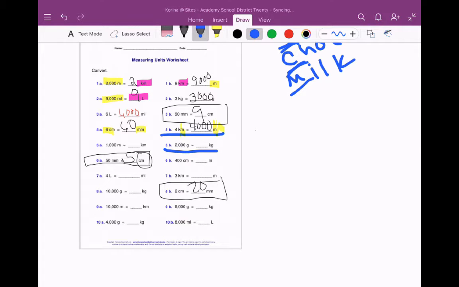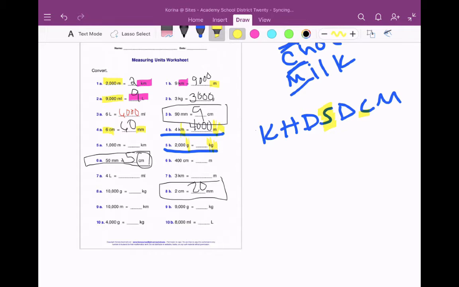We'll try 5b. King Henry died Sunday drinking chocolate milk. We are going to go from grams to kilograms. Grams, there's no G up here, but grams is our standard unit. And we are going to go to kilograms, which is here. So starting from grams, we're going to jump 1, 2, 3 to the left.